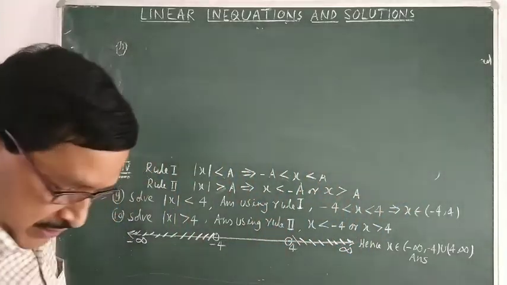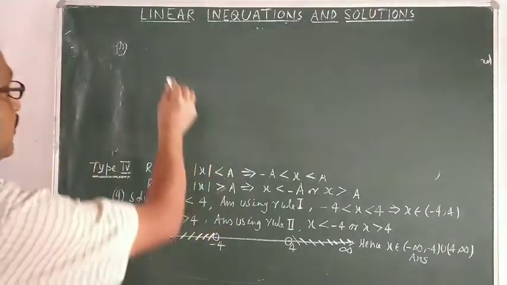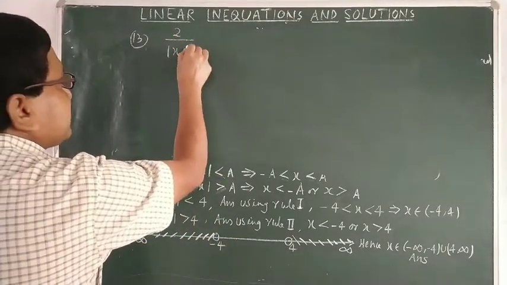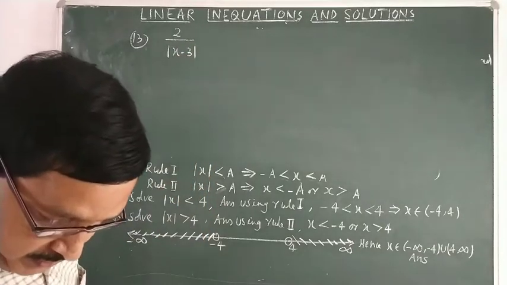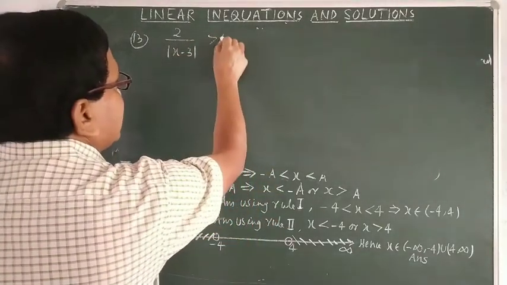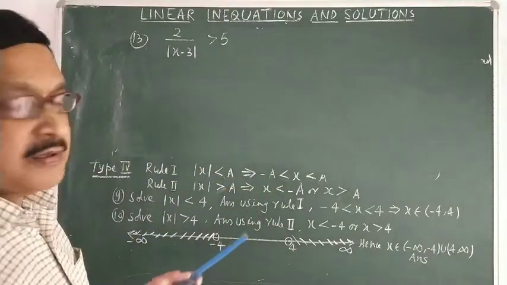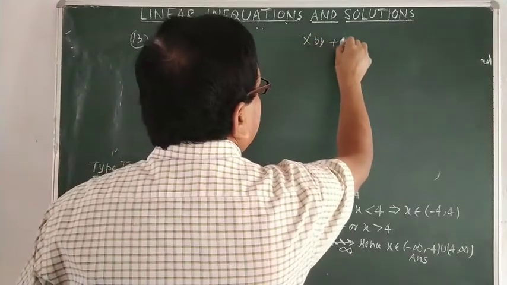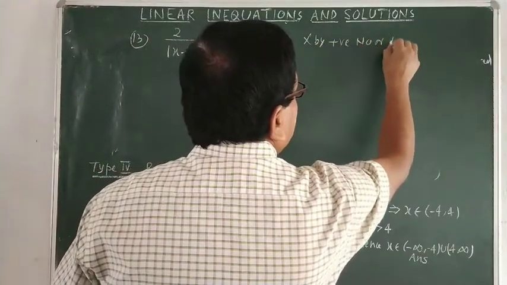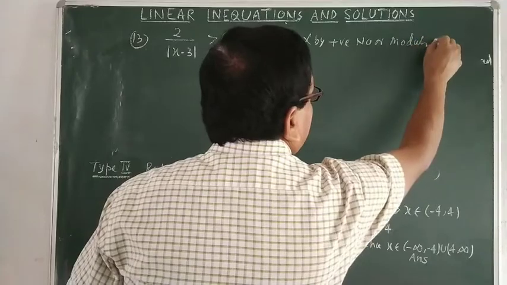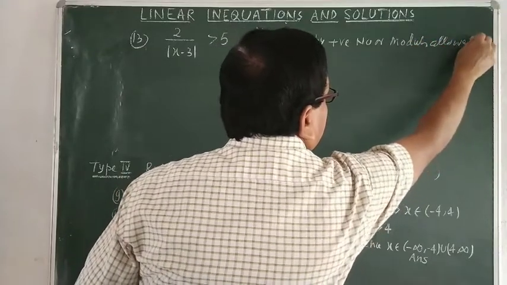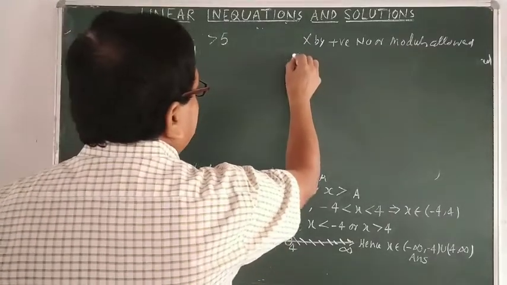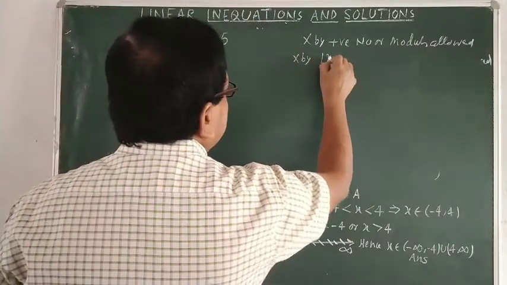Now, one more question, number 13: 2 divided by the absolute value of x − 3 is more than 5. A student, first of all, wants to remove this. Multiplying by a positive number or a modulus is allowed. We cannot multiply by a negative number on both sides. So multiply by the modulus of x − 3.